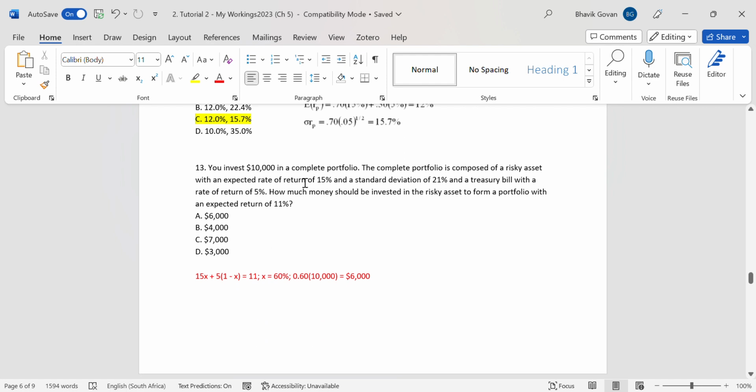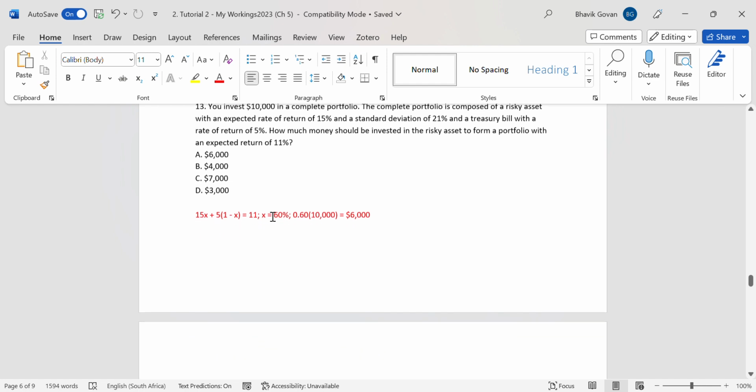13, you invest 10,000 in a complete portfolio. The complete portfolio is composed of a risky asset with an expected rate of return of 15% and a standard deviation of 21%, and a treasury bill with a rate of return of 5%. How much money should be invested in the risky asset to form a portfolio with an expected return of 11%?